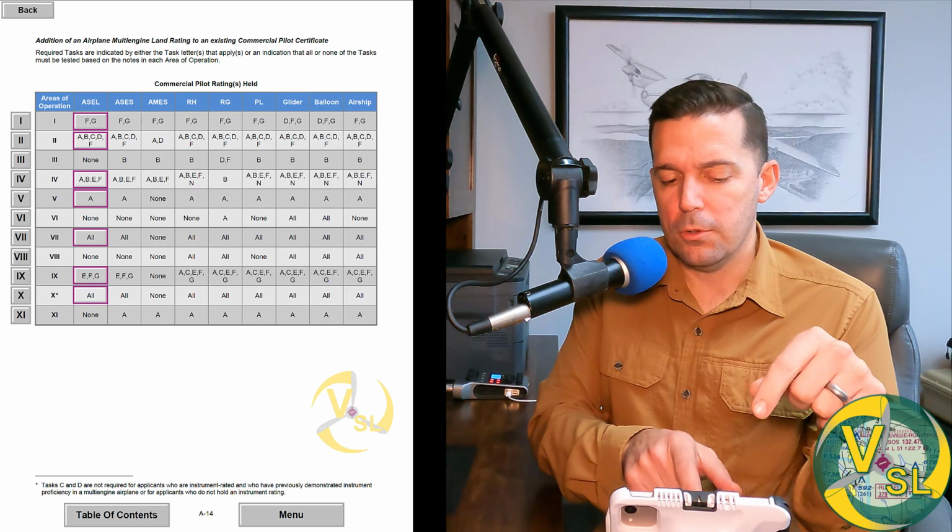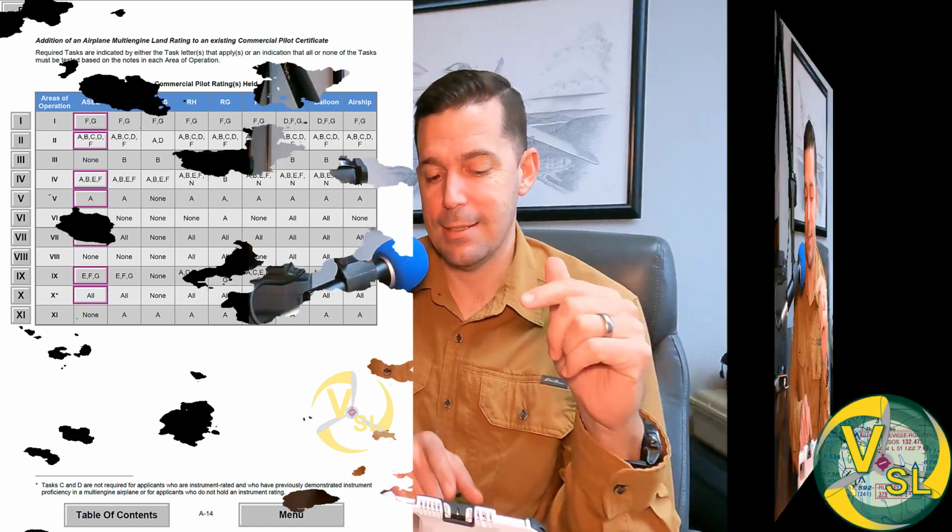The instrument approach, area of operation 10, task D, is going to be concurrently logged with area of operation 9, task G. Those are the same things. So we're only doing one approach and landing with an inoperative engine. We don't have to do two. So we're doing kind of three tasks there. We're doing a normal landing, an approach to landing with an inoperative engine, and we're also doing an instrument approach to a landing. So those three things are kind of done concurrently.